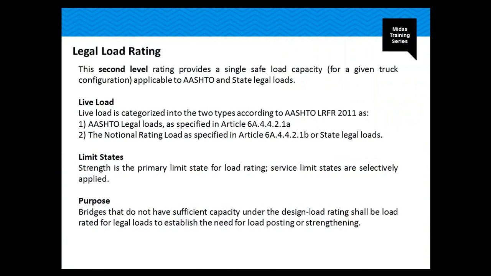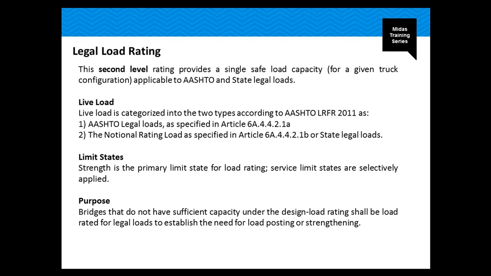Then we have the legal load rating. This is the second level rating, which provides a single safe load capacity for a given truck configuration applicable to AASHTO and the state legal loads. In this case, the live load is categorized into two types according to the AASHTO LRFR: AASHTO legal loads as specified in Article 6A.4.4.2.1a, and the notional rating load as specified in Article 6A.4.4.2.1b, or state legal loads.